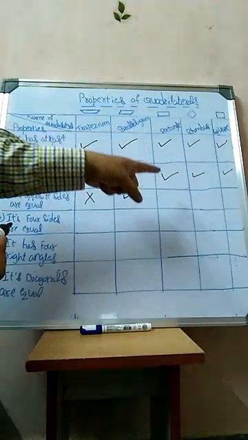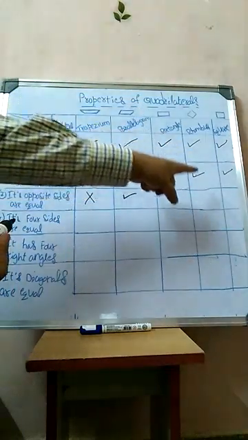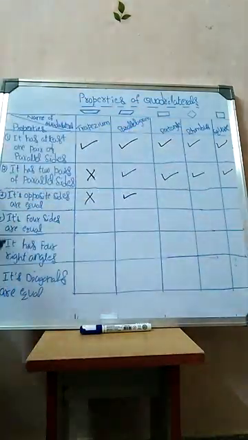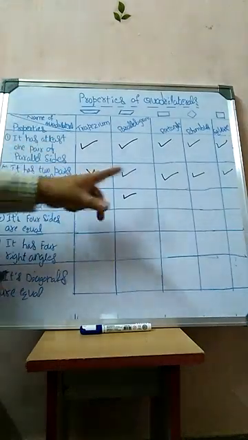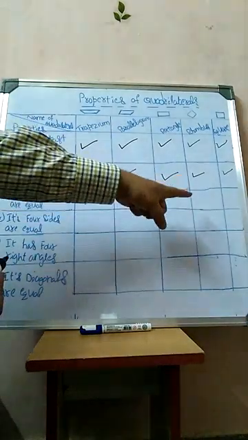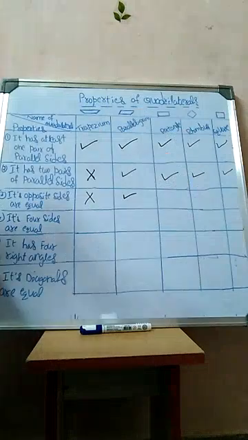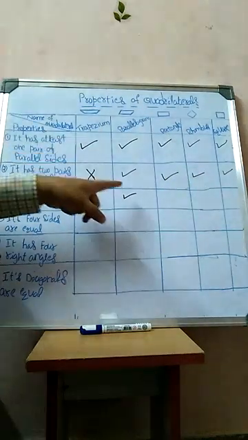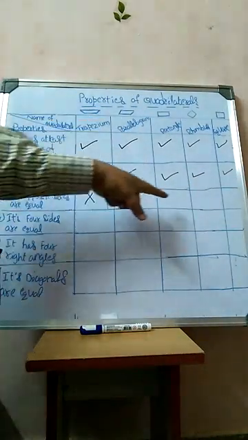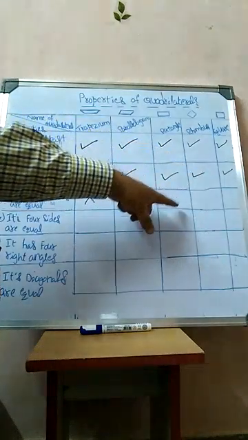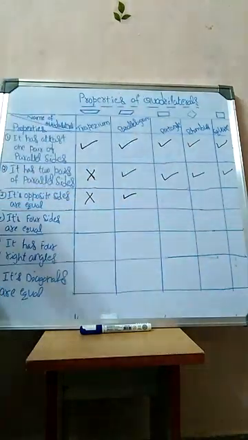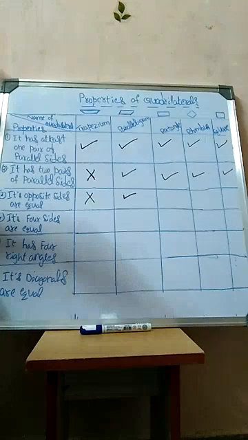Those properties will hold for rectangle, for rhombus, and for square also. So that means automatically rectangle, rhombus, and squares are parallelograms only. So if a parallelogram satisfies the remaining 3, that means rectangle, rhombus and square also will satisfy. No doubt in that one.